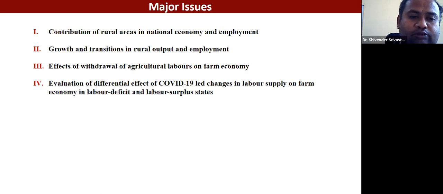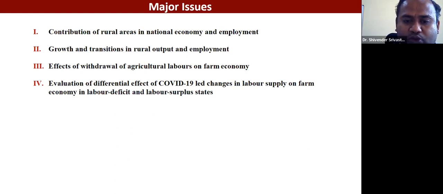Then we'll see what the growth pattern is and what the transitions are in rural output and employment, and what its implications are on the withdrawal of agricultural labor and the farm economy. There are some things you should know before you plan some work on this. And can we evaluate the differential effect of COVID-led changes in labor supply on the farm economy in labor deficit and labor surplus states?